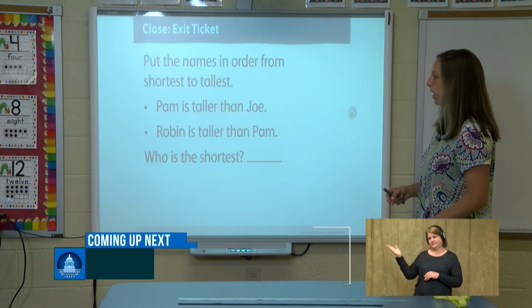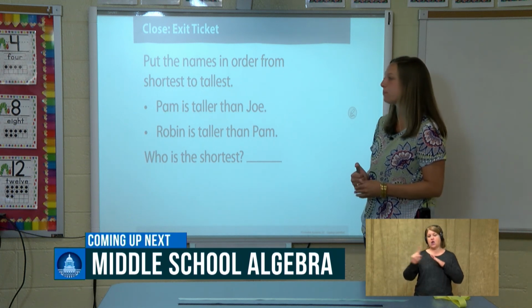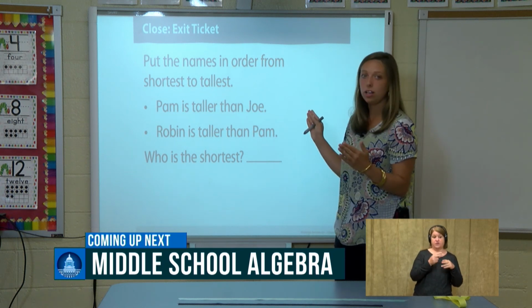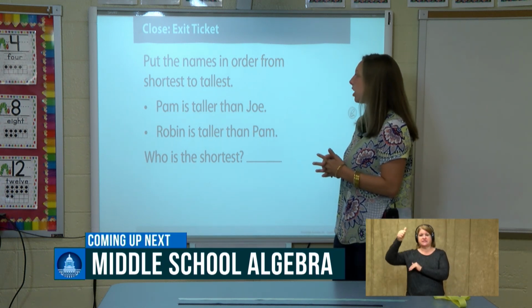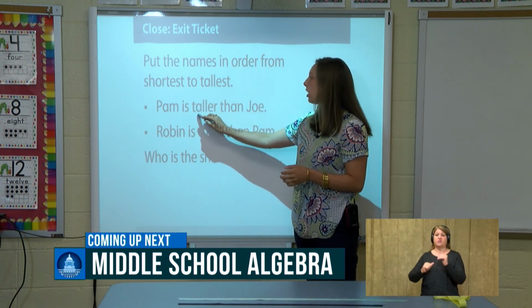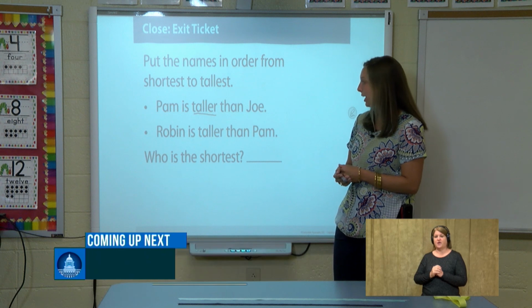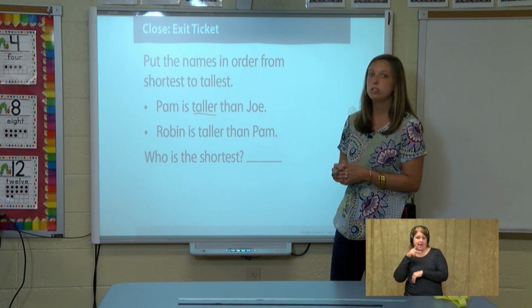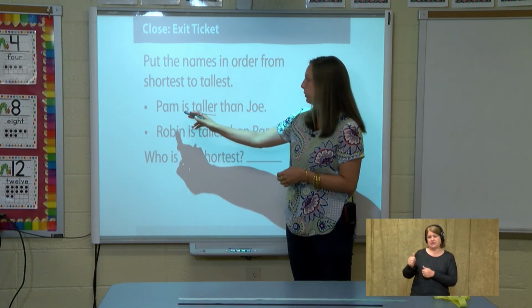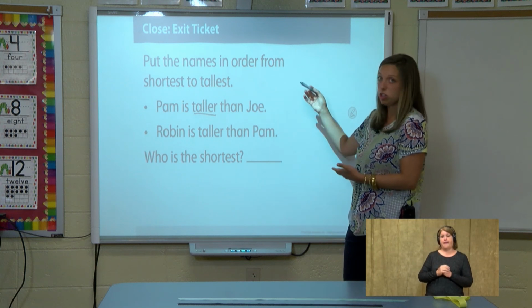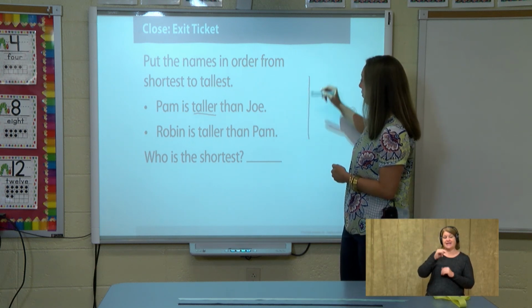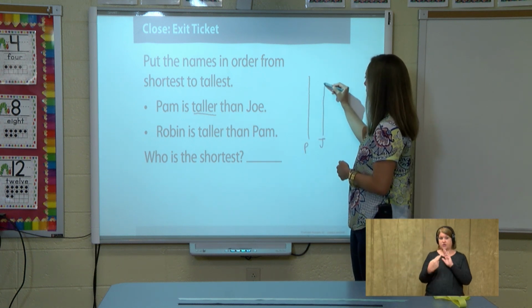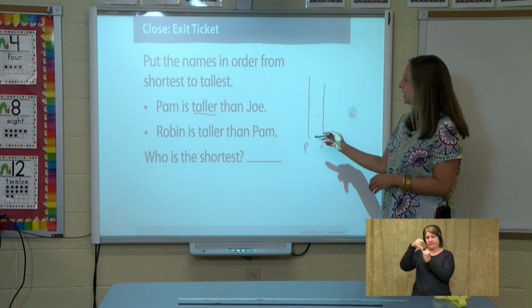All right, here's our exit ticket for the day. Put the names in order from the shortest to the tallest. Pam is taller than Joe, so she's taller than Joe. Robin is taller than Pam. Who is the shortest? So here we go. Pam, if you need to draw it out, you can, is taller than Joe. So this will be Pam and this will be Joe. I didn't draw him as quite as high because he's not as tall as Pam.